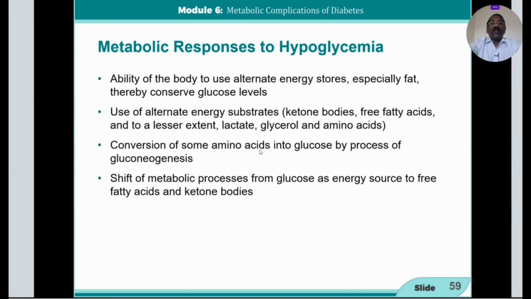The ability of the body to use alternative energy stores, especially fat, thereby conserving the glucose levels. Use of alternate energy substrates: ketone bodies, free fatty acids, and to a lesser extent lactate, glycerol, and amino acids. Conversion of some amino acids into glucose by the process of neoglucogenesis. Shift of metabolic processes from glucose as energy source to free fatty acids and ketone bodies.